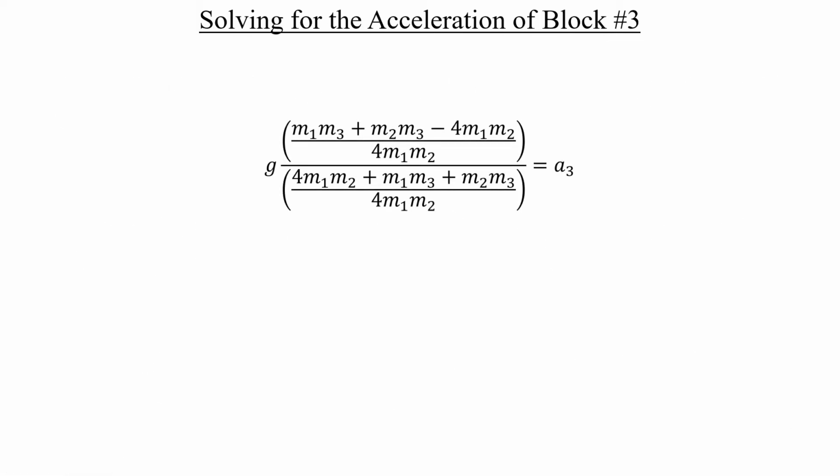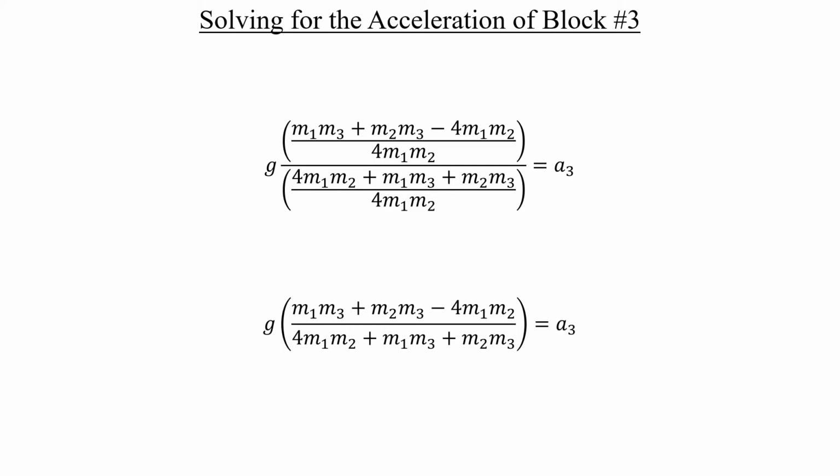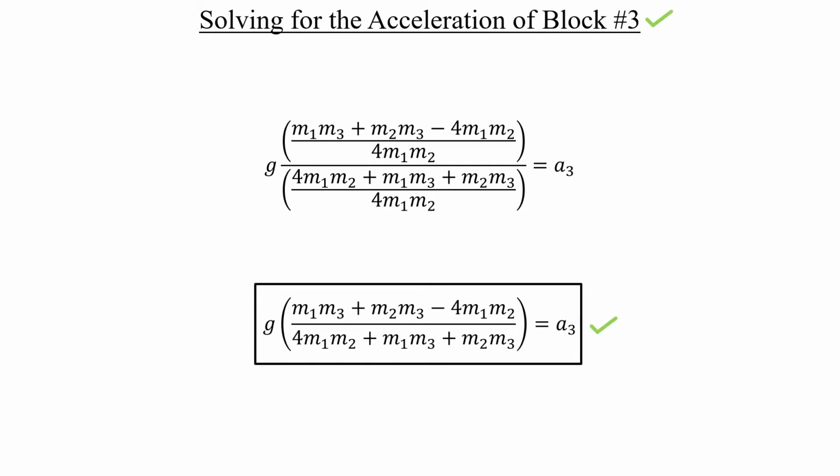The result looks nasty, but we're in luck. Since the denominators are the same upstairs as well as downstairs, they'll cancel out and we don't have to worry about them. In the end, we will finally get our result for the acceleration of block 3. And that's it. Part A is done.